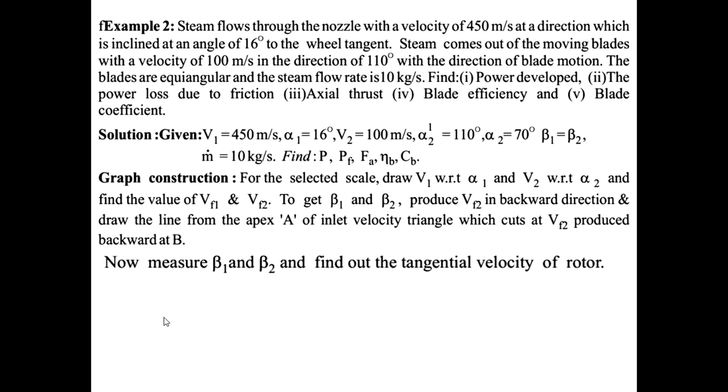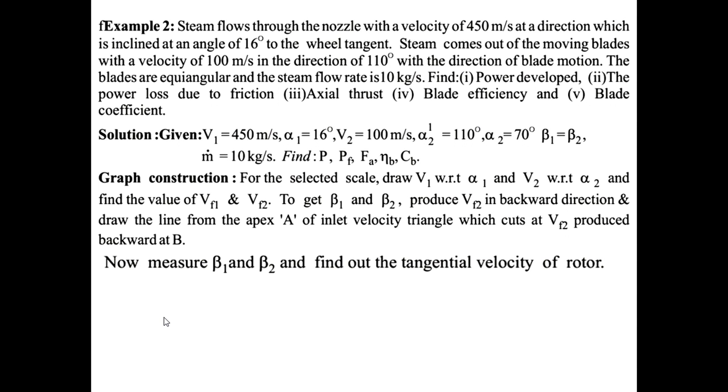Before that, I have to check what other things are given here. The other thing which I didn't read, after this 110 degrees with the direction of blade motion, is that they have given the blades are equiangular. What is the meaning of equiangular? Beta 1 is equal to beta 2, which means it is a pure impulse turbine. Yes, no? And the steam flow rate is 10 kg per second. Steam flow rate means the mass is given in the problem.